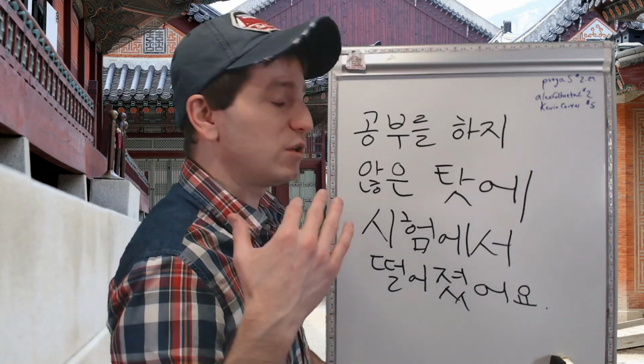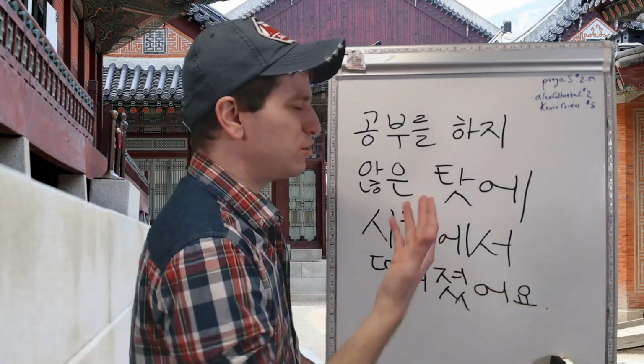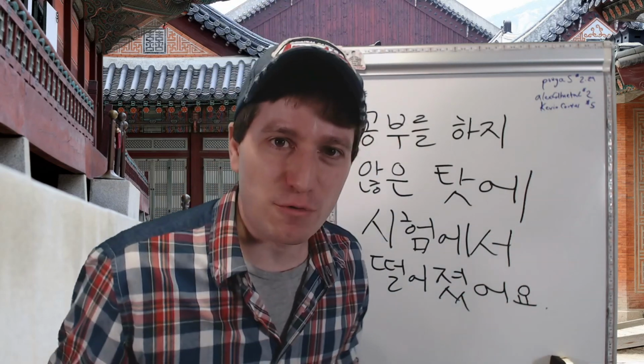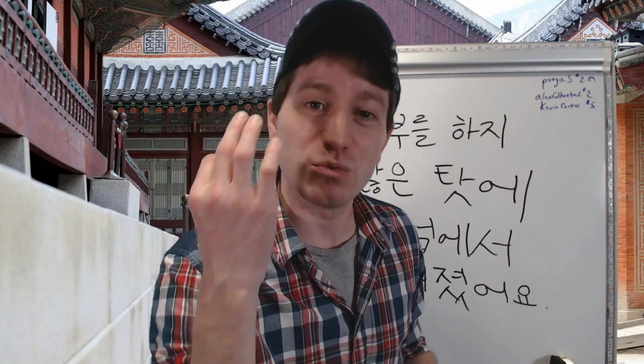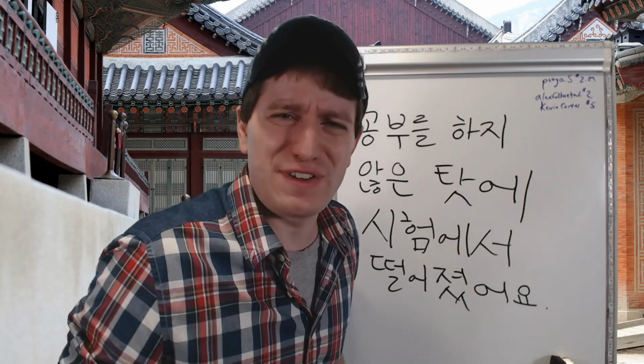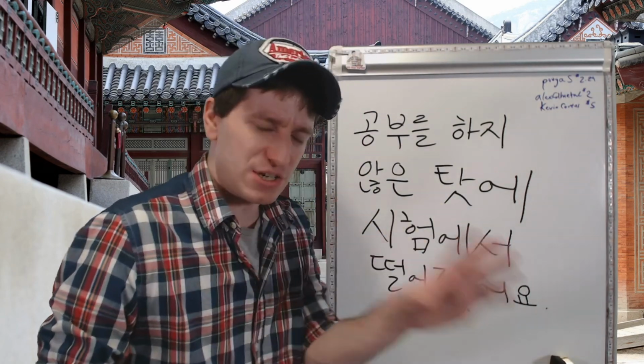The only reason you would want to use 탓에 is if you want to place the blame when you're explaining something to someone. That's all that this form does, it emphasizes the reason. Either you're blaming something or you're just trying to explain the reason for something. You're like, no, the reason was because 공부를 하지 않은 탓에 시험에서 떨어졌어요. The reason you failed your test is because you didn't study. All right, I just wanted to make that clear.